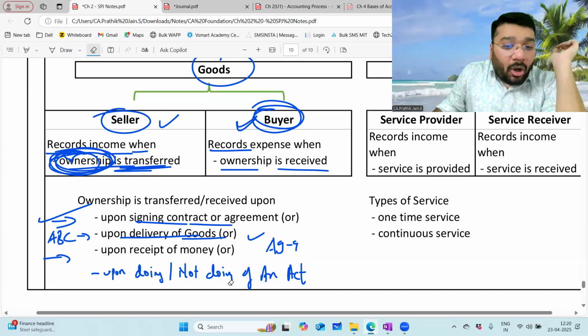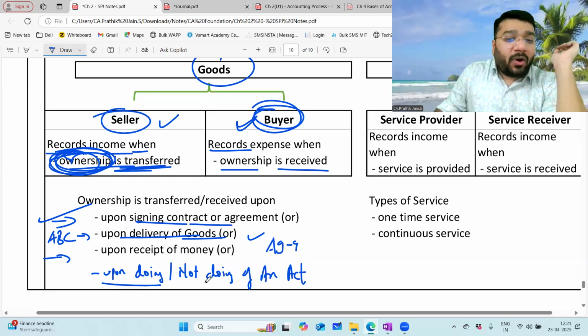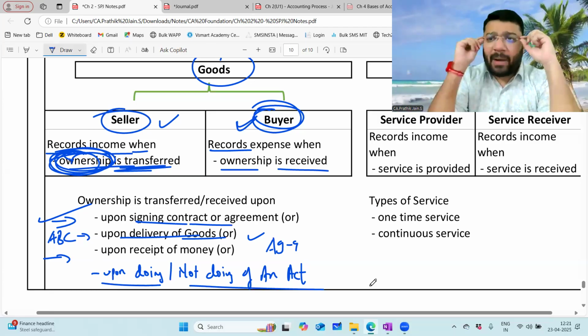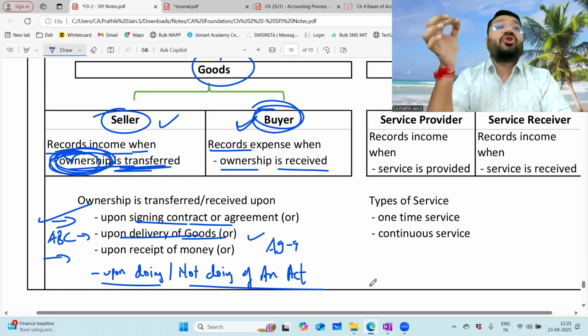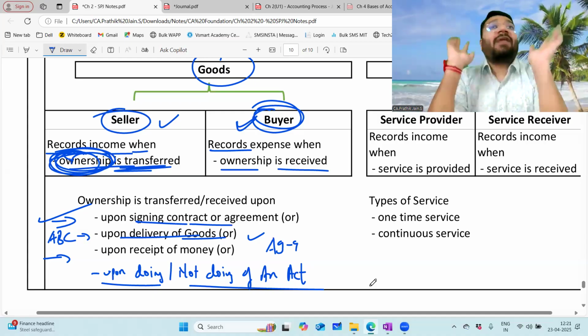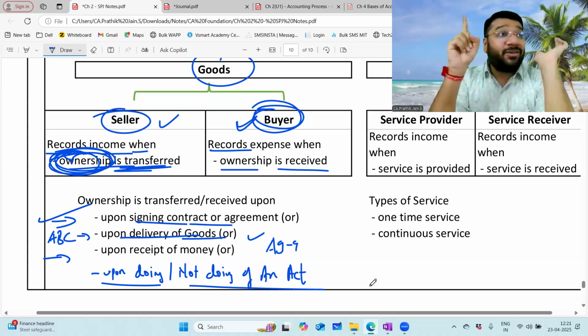Upon doing or not doing an activity or act or an event. You go to any departmental store. You take a chocolate. You have broken the wrapper. You've not eaten it. You didn't take the delivery.